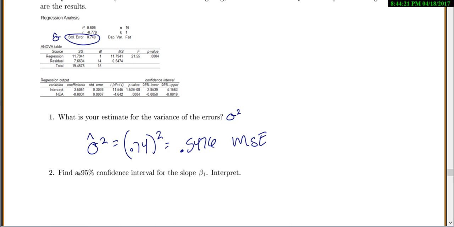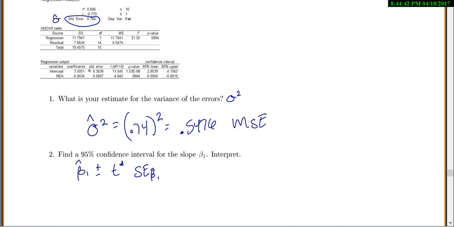Now, this is the new part. Find a 95% confidence interval for our slope beta 1 and interpret it. So our formula is you do the intercept from the sample plus or minus a critical point times the standard error for the slope. So our slope estimate was negative 0.0034 plus or minus.